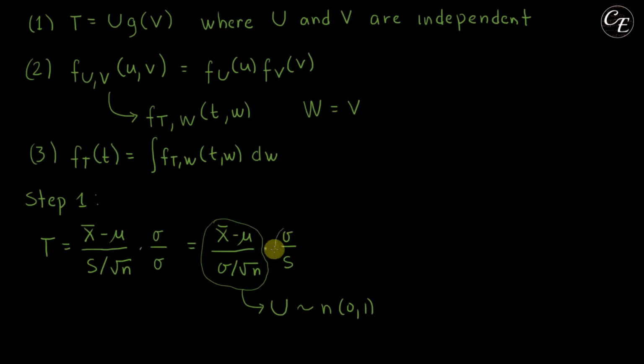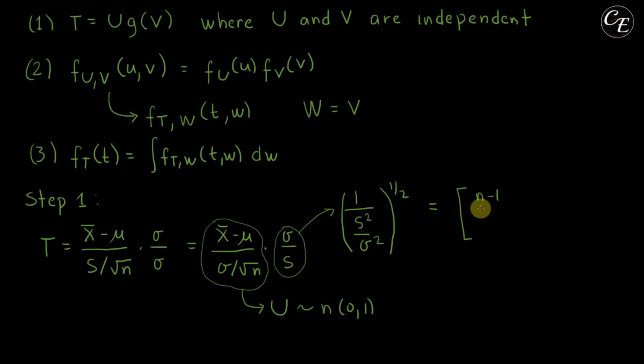And then for the sigma over s, we can express it as 1 over its reciprocal, which is s over sigma. And then we can square this whole term. So we have s squared over sigma squared, and then we need to raise the whole term to 1/2 so as not to change its value. And then from here, we can multiply both numerator and denominator by n minus 1. So we have n minus 1 over n minus 1 times s squared over sigma squared, and then raised to 1/2.